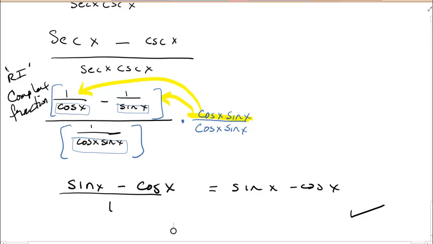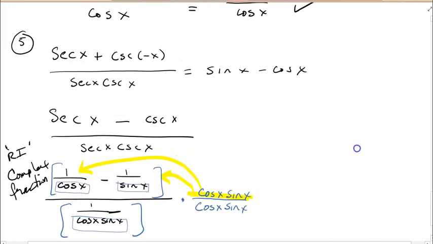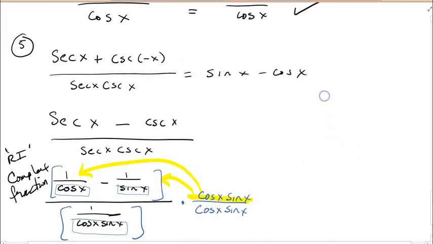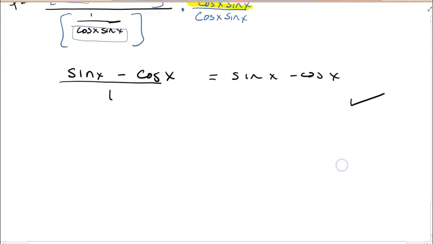And you got your numerator. You got your right-hand side. Now, the other option might be to change the right-hand side to 1 over cosecant x minus 1 over secant x, using reciprocal identities, and bring those two fractions together to make it look like the left-hand side. So you have different options with that particular problem.